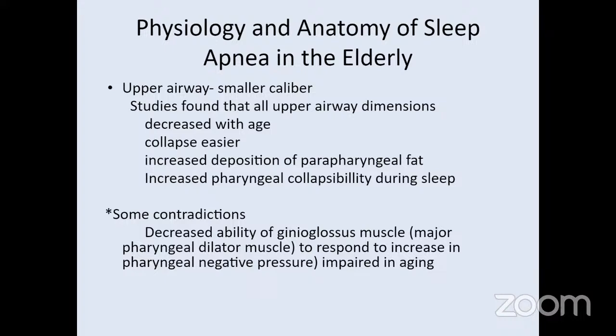Some contraindications: the decreased ability of the genioglossus muscle to respond to an increase in pharyngeal negative pressure is impaired in aging. So this is the major dilator muscle, and its function is impaired with aging, and this is one of the factors that leads to the development of upper airway narrowing in the elderly population.